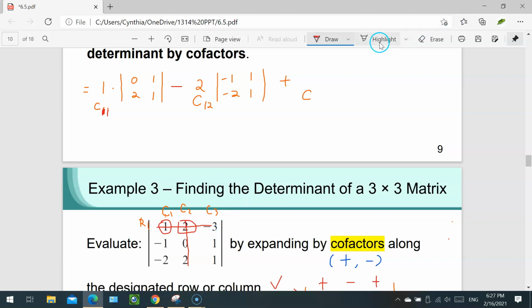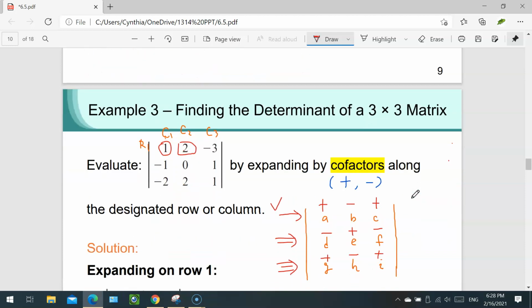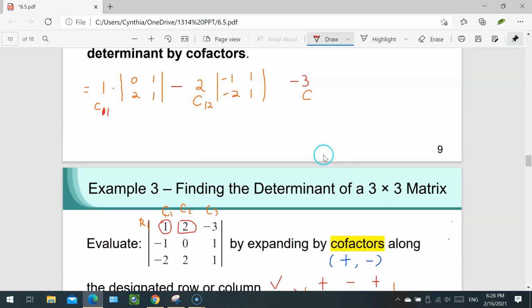Now we do the last element on the row 1. So when I have the negative 3 to fill in here, I know from the template, the last element on the row 1, we should carry the positive sign, right? Positive, negative, positive. So I have the plus, negative 3. Put a plus sign here. But just because the cofactor here is a negative 3, I put a parenthesis around it.